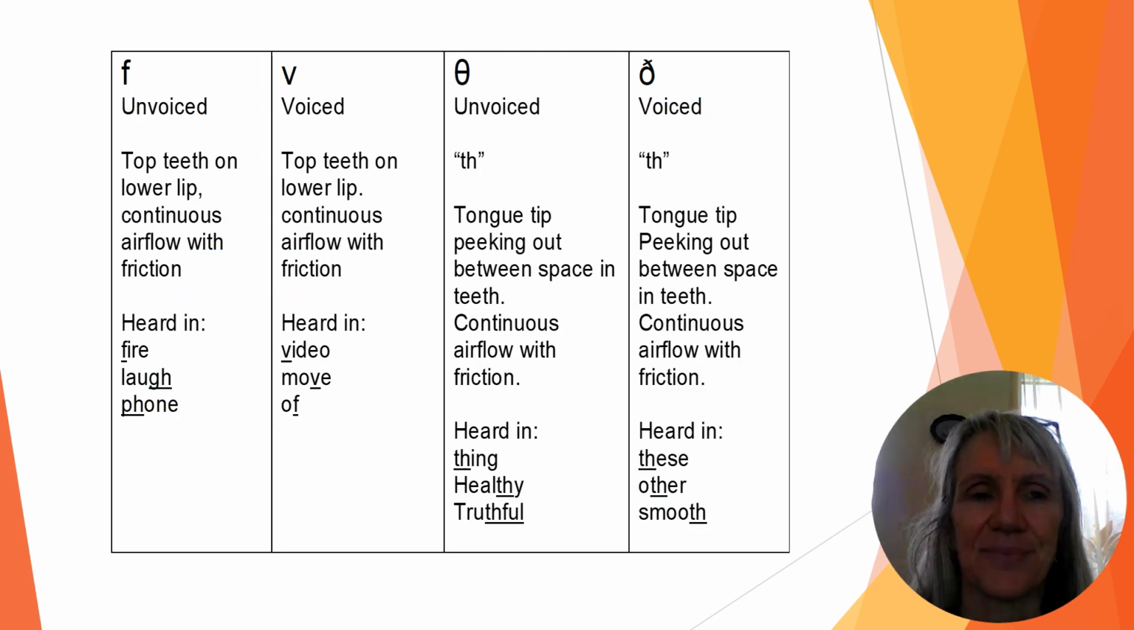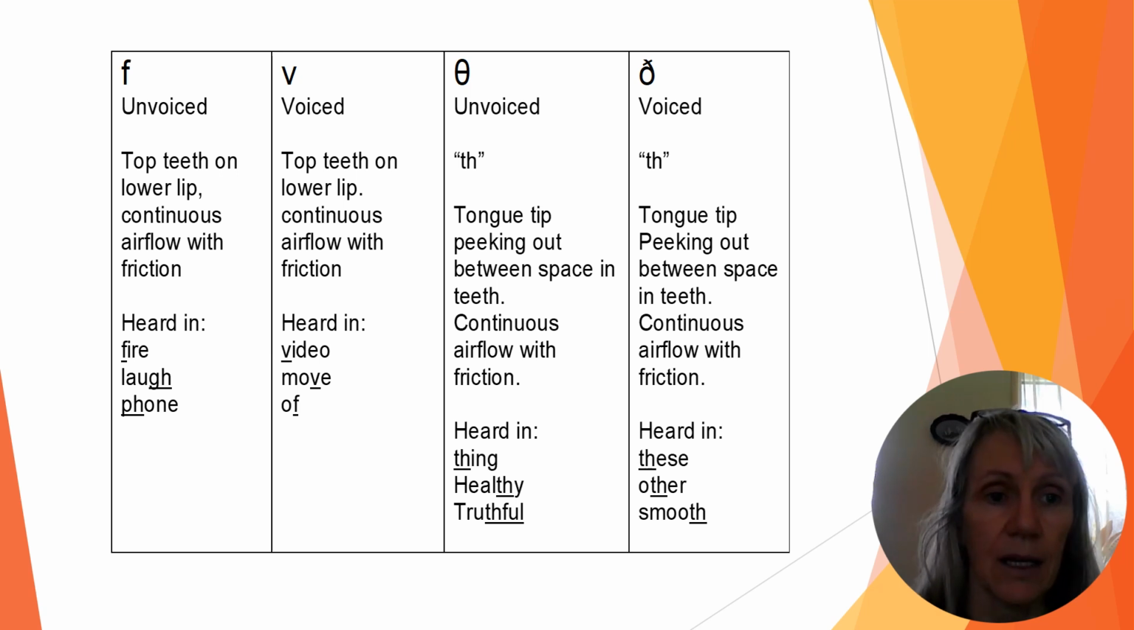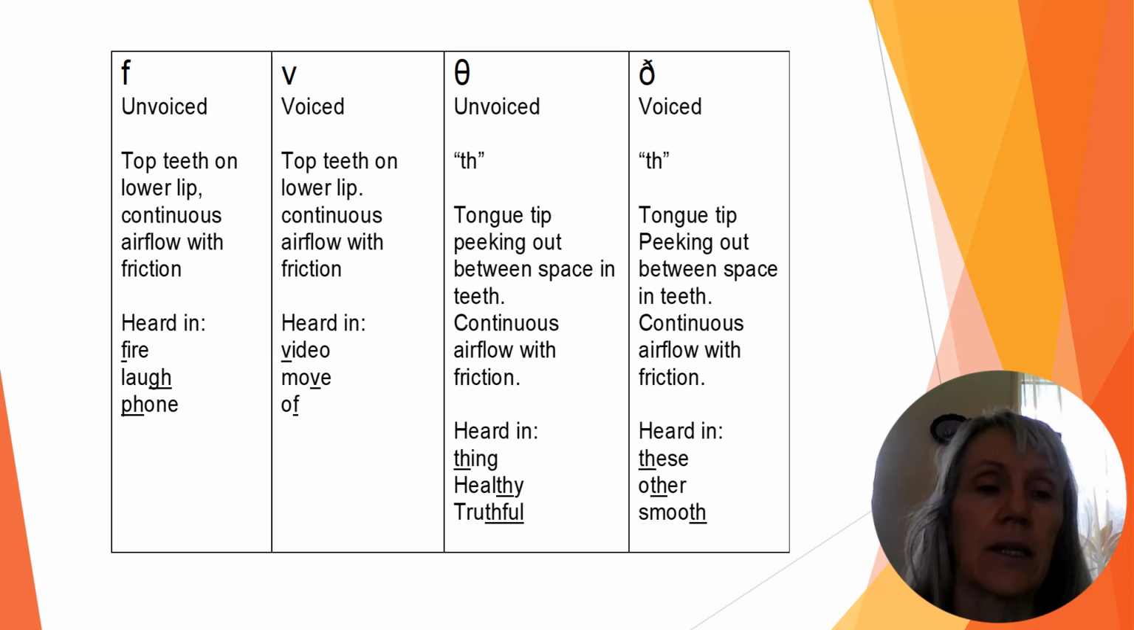Very good. So we're moving on to some more consonant phonemes. We're looking at what looks like the letter F. It's unvoiced, and this is the F sound. Top teeth are on the lower lip, continuous airflow with friction. It's heard in the words fire, laugh, phone. So some friction in that sound.